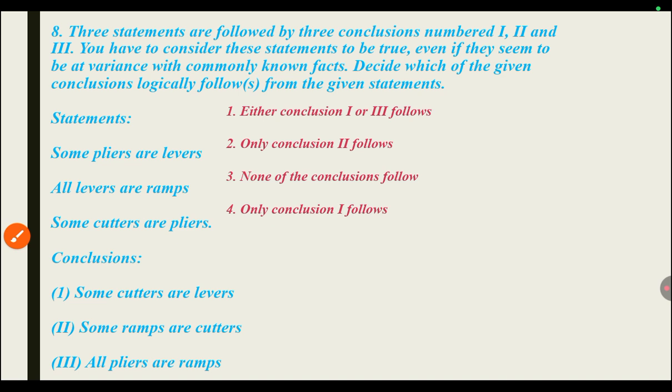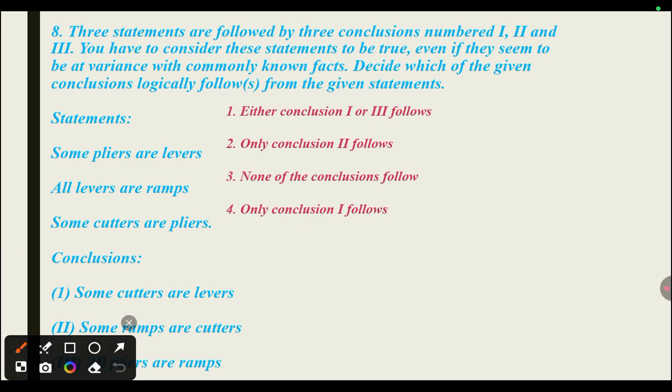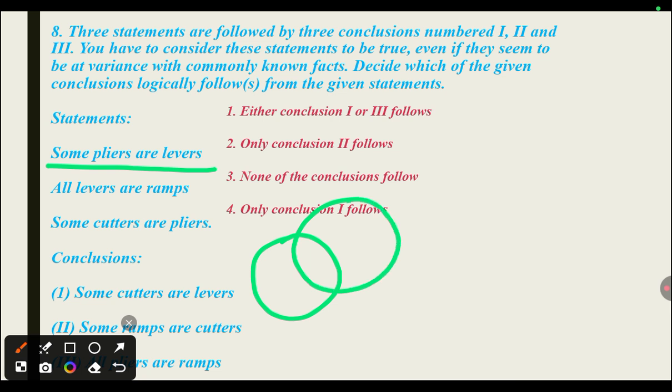Here is your eighth one. Three statements are followed by three conclusions, and this is nothing but the syllogisms concept, which is very important for your exam. So here come the statements. I will write the Venn diagram in this form. Some means you have to mention like this. All means you have to go like this.